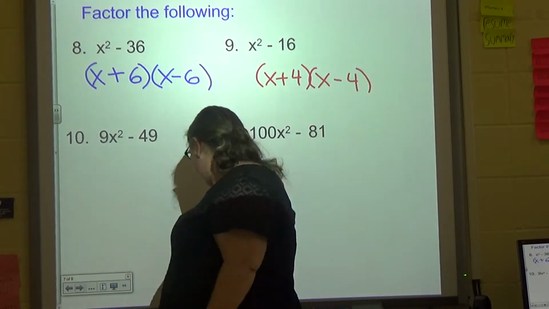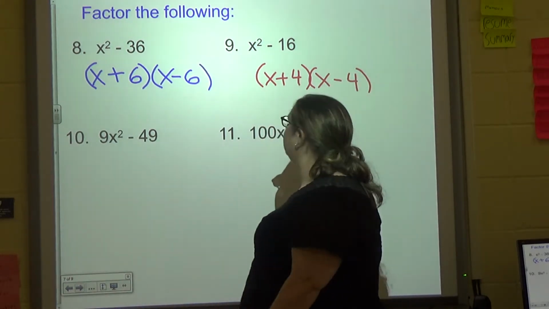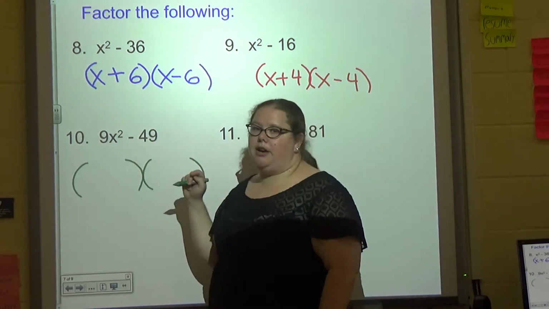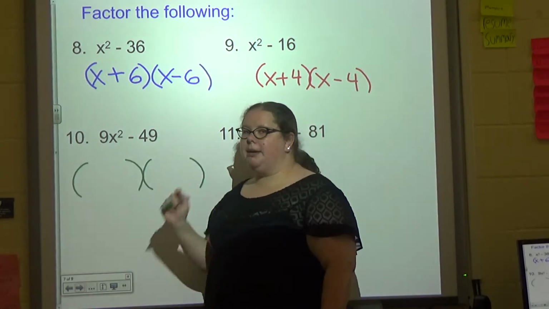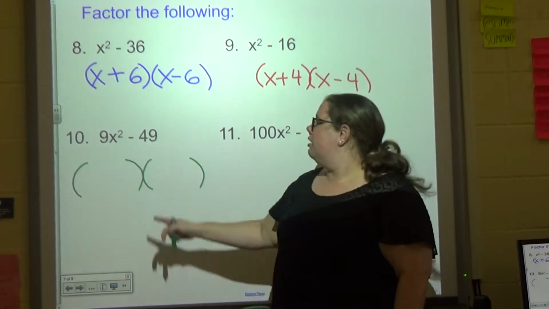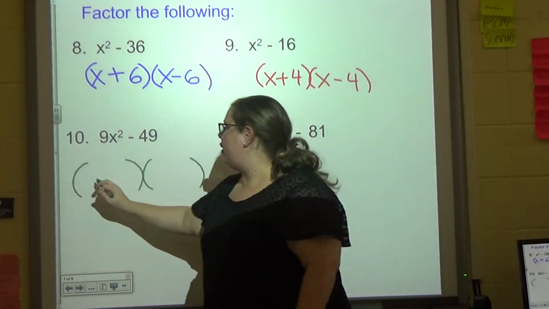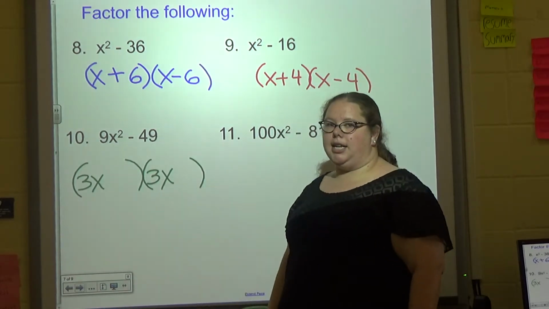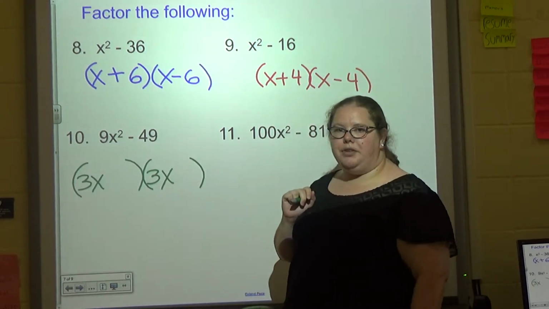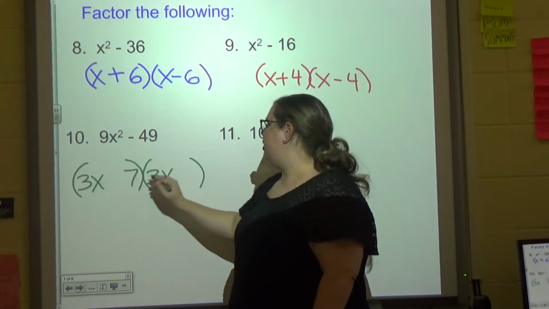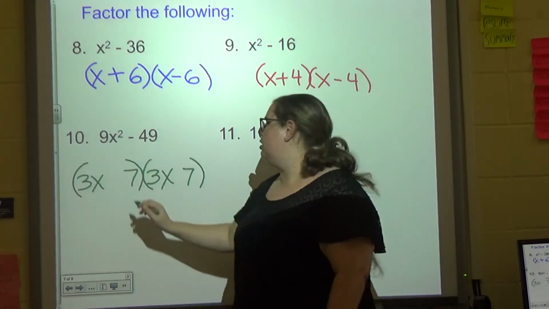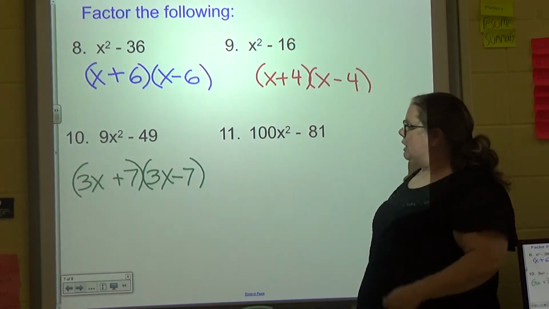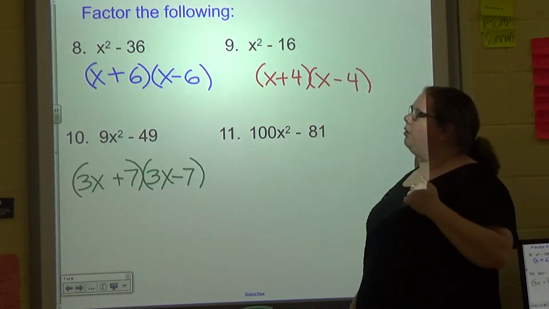Getting a little harder. Change colors. Let's do green. Now, we know we have to have our x, but what times itself is 9? So 9x squared, we have our 3x times 3x is 9x squared. What times itself is 49? 7 times 7 is 49, plus, minus. Last one on this page. Pause it, try it on your own.